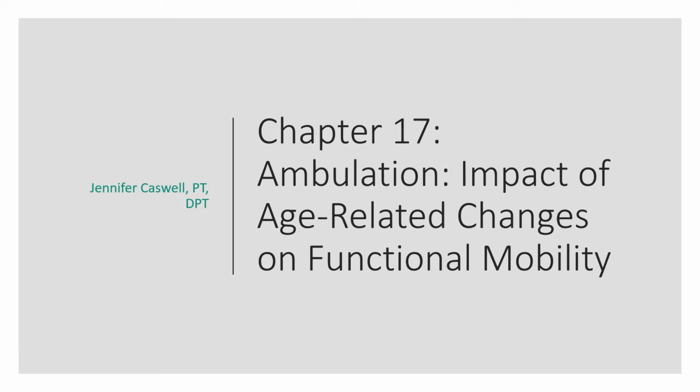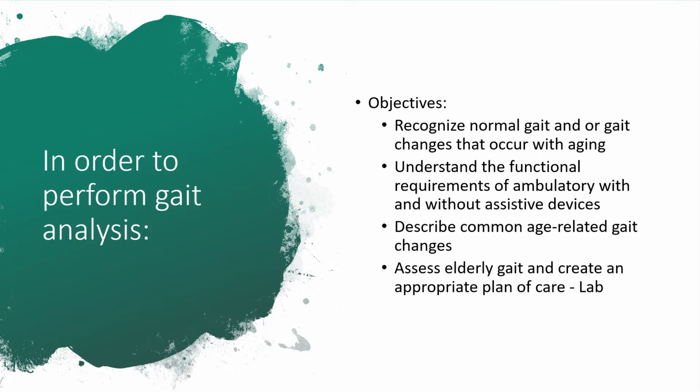Chapter 17, Ambulation, the impact of age-related changes on functional mobility. In order to perform a proper gait analysis, we need to recognize normal gait and how gait changes as we age, understand the functional requirements of ambulation with and without assistive devices, describe the common age-related gait changes, and then be able to assess elderly gait and create an appropriate plan of care. This last one will be something we will be doing in lab, in class.